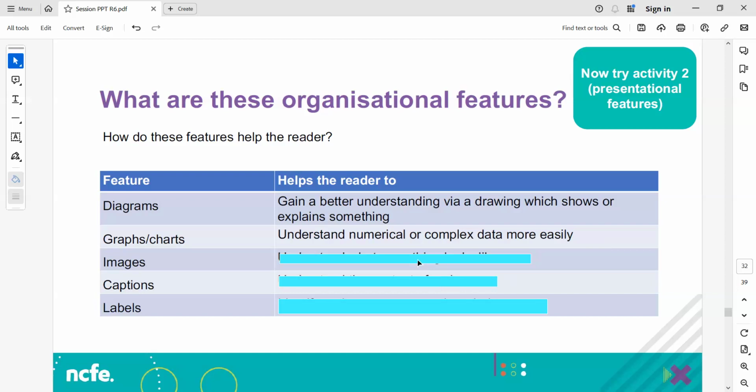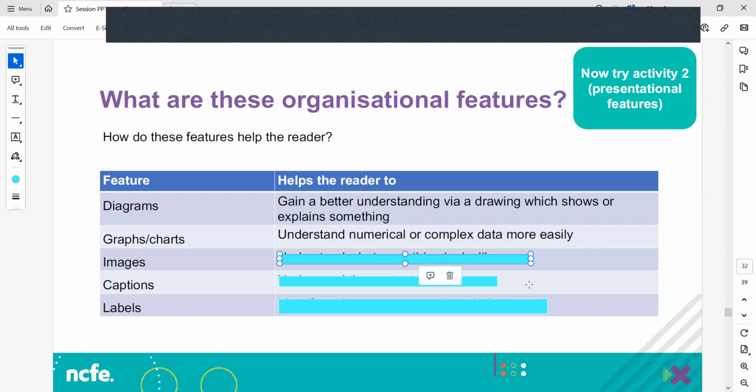Images. Well, how do they help the reader? It lets you understand what it means. Yeah, it helps you understand what you're reading about by showing you what something looks like. Good. Captions. Where would you find the caption?